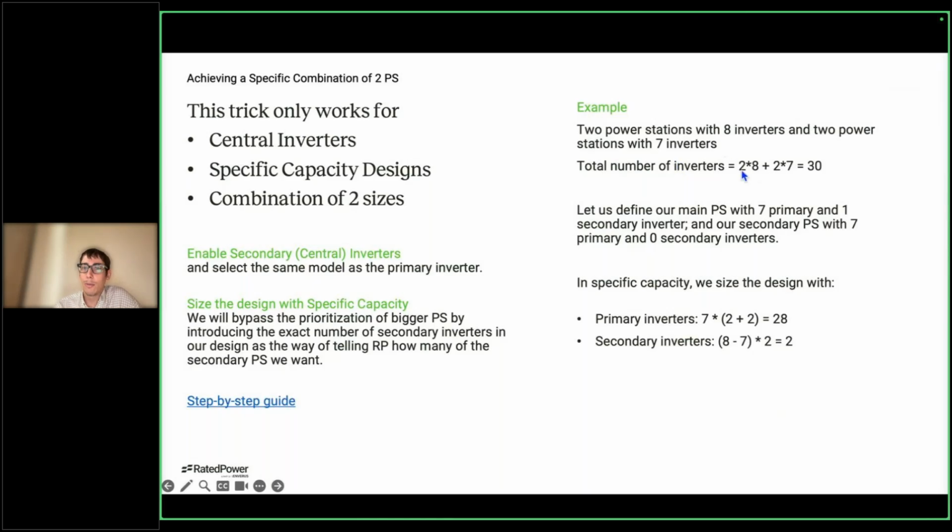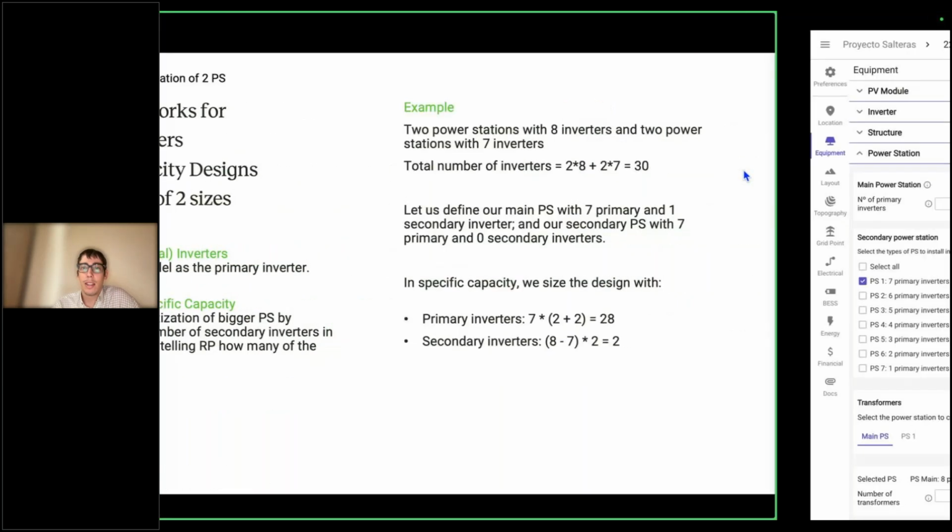If we go back to the same numbers, let's aim for 2 blocks of 8 inverters and 2 blocks of 7. And what we're going to do is define our main power station with 7 primary and 1 secondary inverter, and our secondary power station with only 7 primary inverters. If you look closely, this is the same as having 8 and 7, and we will find a way to tell that we want 2 of each kind.